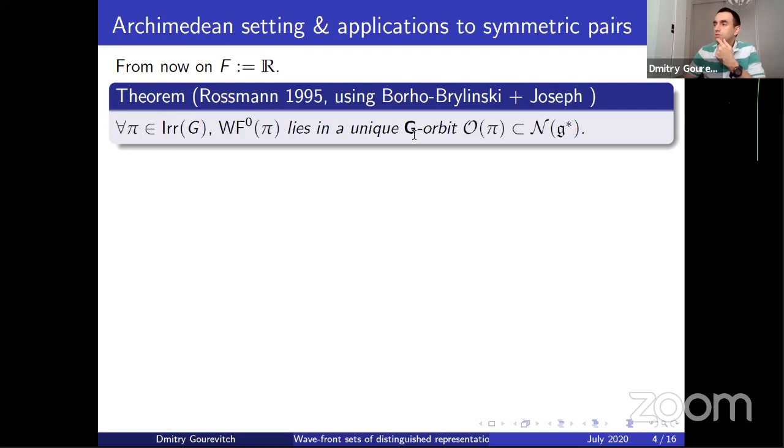So a unique orbit over bold G with algebraic closure. And then we will just denote this orbit by O of pi instead of this notation. So we will be talking about the orbit of pi, and it will be a complex orbit.